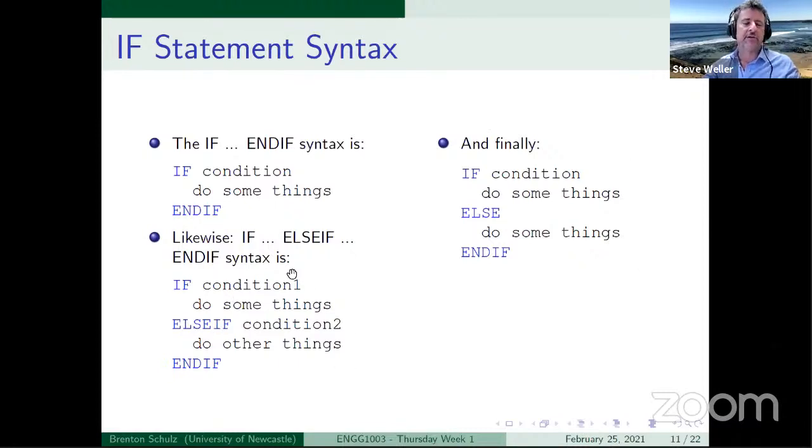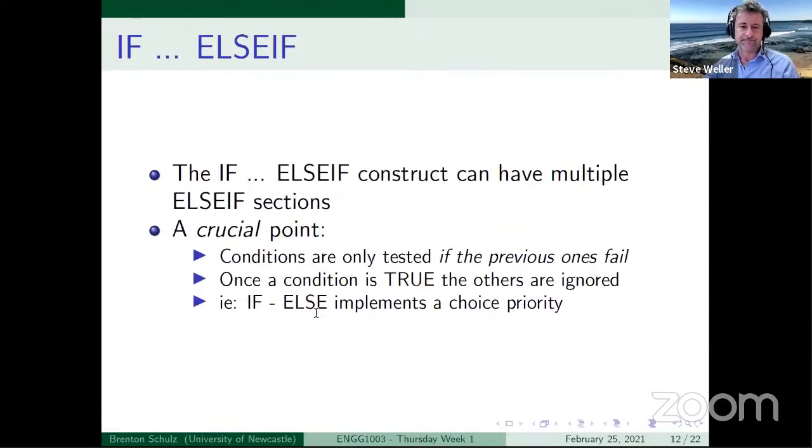And the third variation, the one that you see on the bottom left, is if a condition satisfied, do some things, else if another condition satisfied, do some other things, otherwise drop through to the bottom.